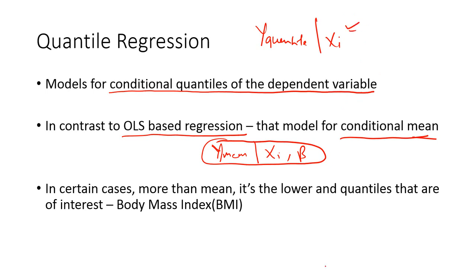And quantiles can be any number of quantiles. It could be the first quantile, the fifth, 10th, 25th, 50th, 90th. So you can have multiple regression models for the same data, whereas when you take the average, you just have one average. But quantiles could be many in a data set.